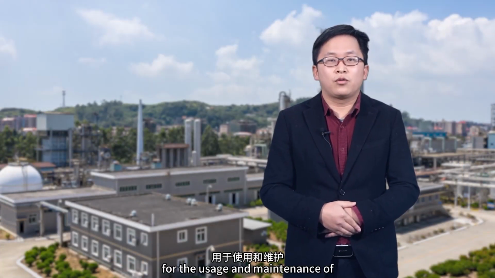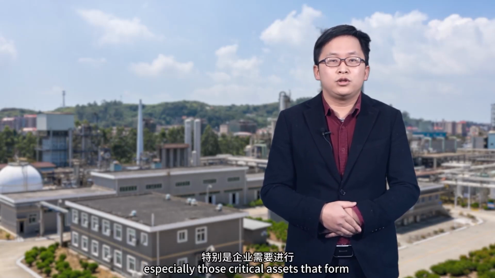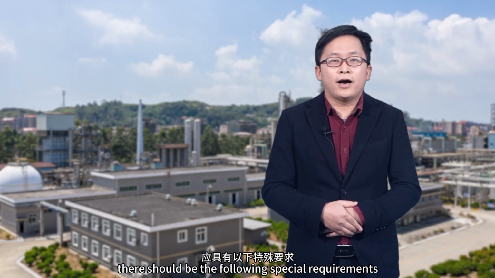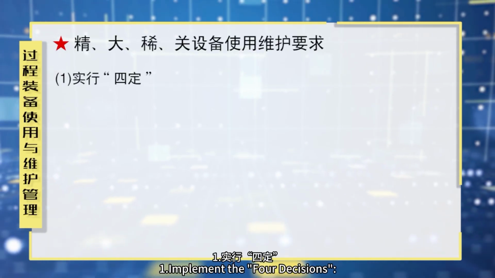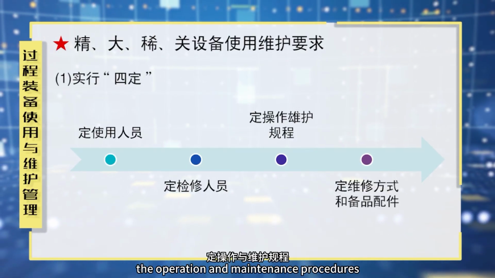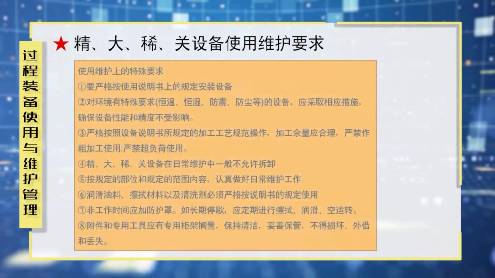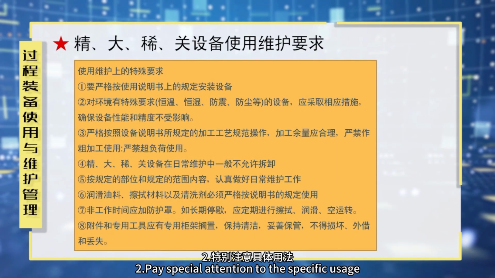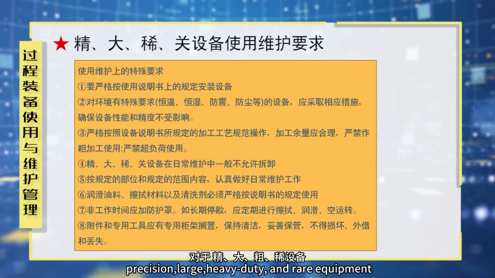In addition, for the usage and maintenance of precision, large, heavy-duty, and rare equipment, especially those critical assets that form the essential technical foundation for enterprise production, there should be the following special requirements, besides ensuring the technical conditions mentioned above. First, implement the 4 decisions: decide the user, the repair personnel, the operation and maintenance procedures, and the repair methods and spare parts. Second, pay special attention to the specific usage and maintenance requirements of precision, large, heavy-duty, and rare equipment.